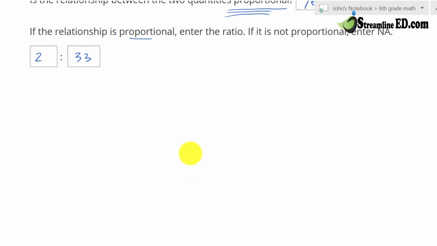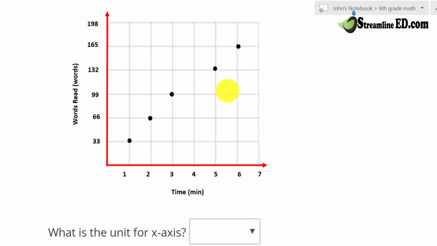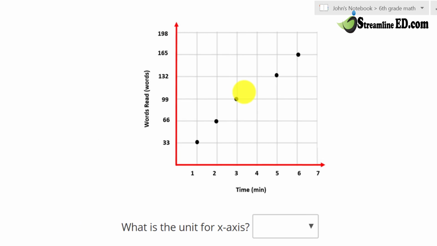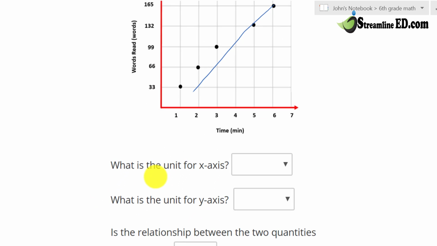Now let's try another one. In this case, we have this graph right here. If I try to connect the dots, look at this. I try to connect this dot. Right away, you know that the dots are not connected. And you know right away this is not a proportional relationship. Or going this way, again, not all the dots are connected.